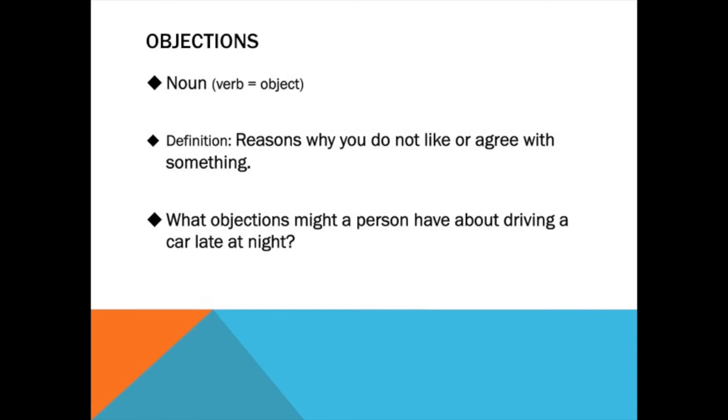So, for example, your parents might say that they have objections for getting you a new phone because it's expensive or because they question your responsibility or trustworthiness. Now think about this question. What objections might a person have about driving a car when it's late at night? Write your response on your vocab sheet.